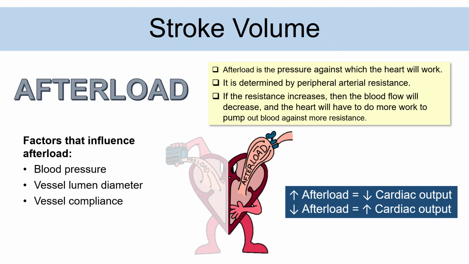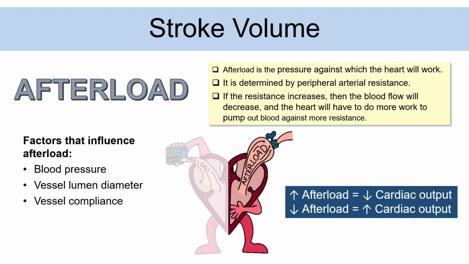That is afterload. So the person that has the narrowed arteries, that heart is going to have to squeeze with more force. It's going to have to work harder to get the blood out of the ventricles into its next destination, whether it's the lungs or the rest of the body. So that is afterload. Some things that can influence afterload is blood pressure. That's a big one. If you are hypertensive, the heart has to work harder to get the blood out of it. So that would be increased afterload with hypertension.